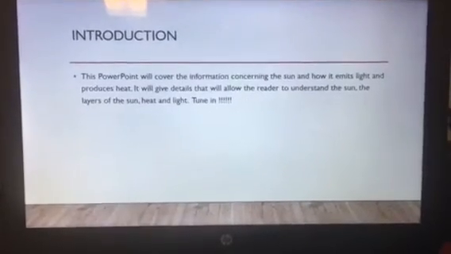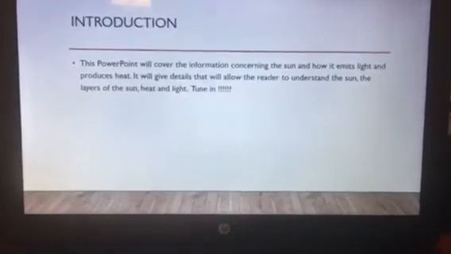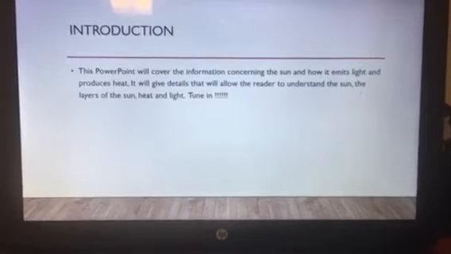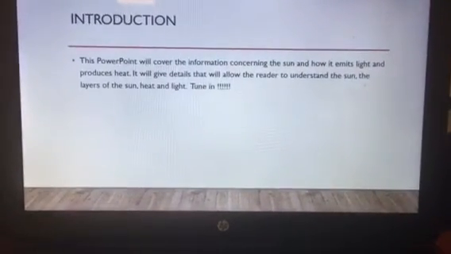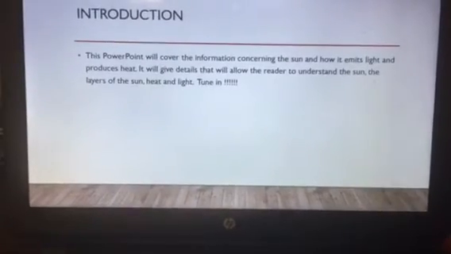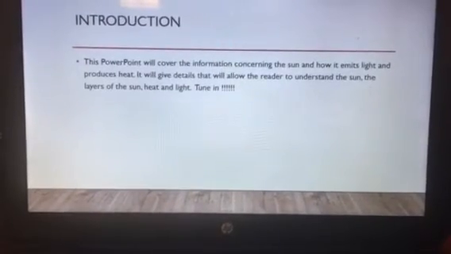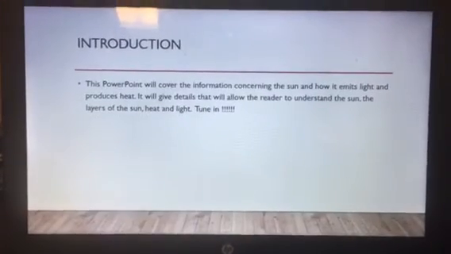The introduction is this PowerPoint will cover the information concerning the sun and how it emits light and produces heat. It will give details that will allow the reader to understand the sun, the layers of the sun, heat, and light. So open up your minds and get ready to tune in.